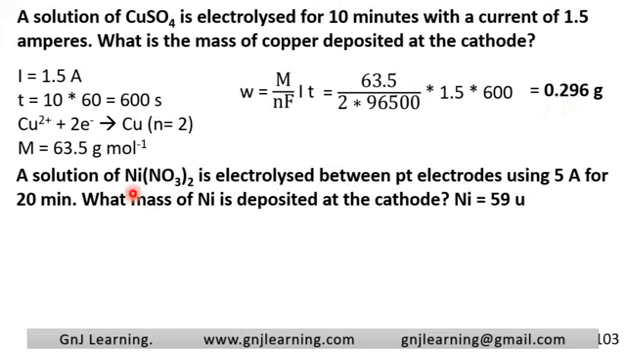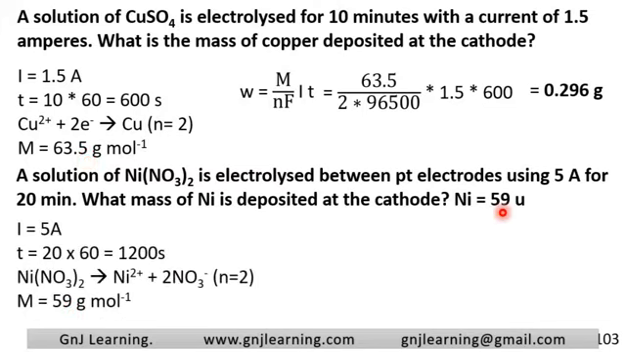A solution of nickel nitrate is electrolyzed between platinum electrodes using 5 ampere for 20 minutes. Again, the same method. I is given and time is given, and we have nickel here. What mass of nickel is deposited at the cathode? Same problem. Here M is supplied. In the case of copper, M wasn't supplied. You are supposed to know the value, 63.5. So nickel is 59.